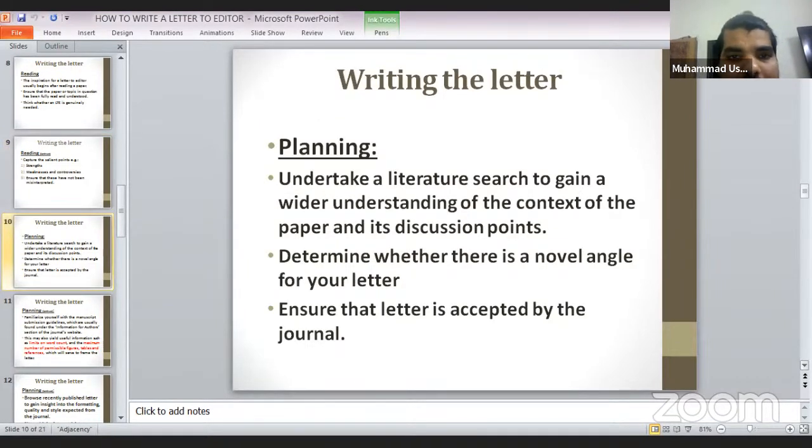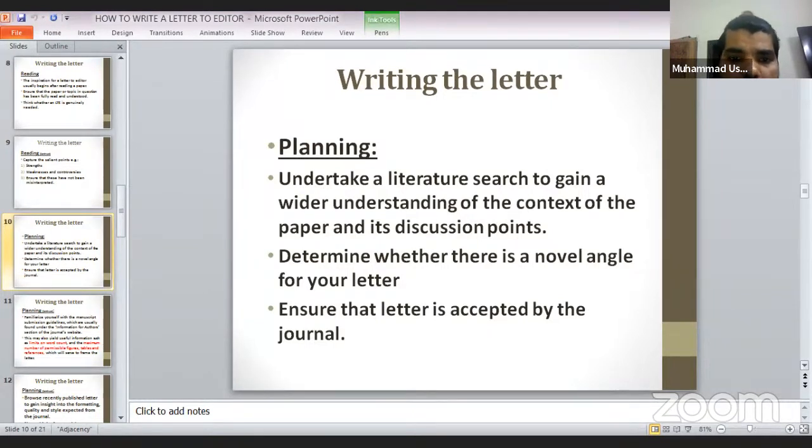And the next stage is planning. So you should perform a literature review to gain a wider understanding of the context of the paper and its discussion point. And it is really important because when you perform a literature review, it gives you various aspects related to that topic, and it broadens your horizon, and it gives you a new picture to look at the concerned problem.